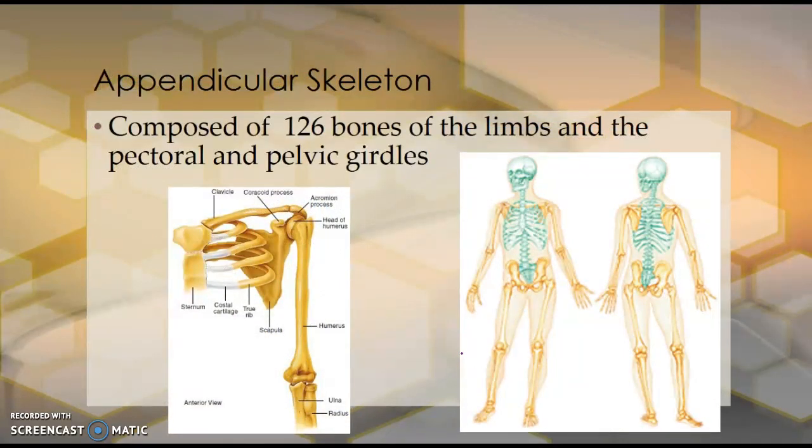So that was the end of the axial skeleton. Now we're going to move on to the appendicular skeleton. So you remember your axial is going to be skull, vertebral column, and thoracic cage. The appendicular is your limbs and your pelvic girdle.